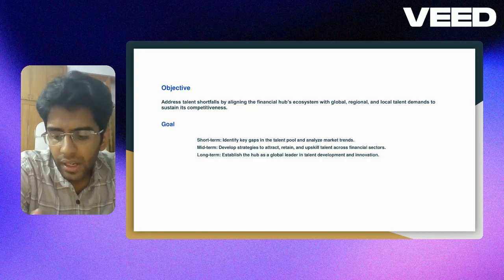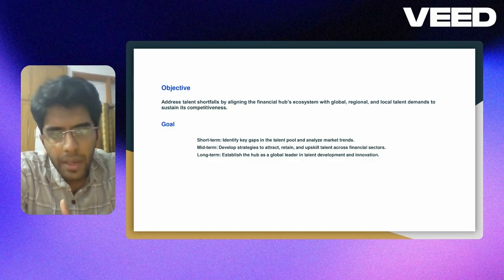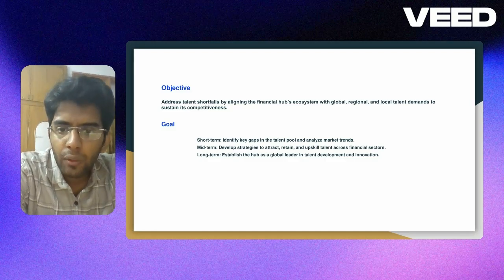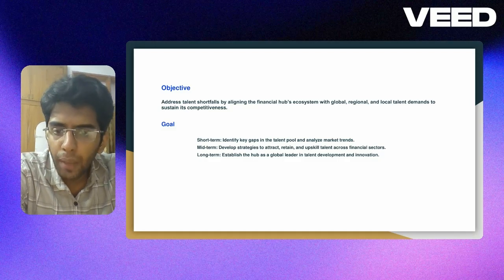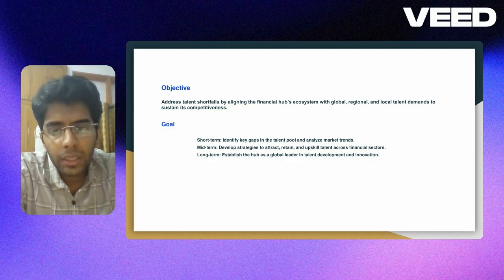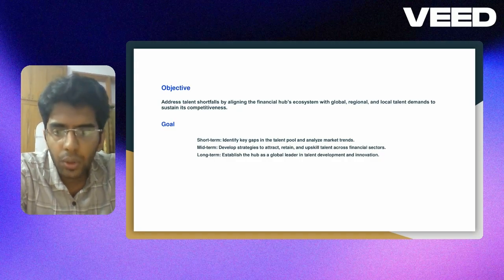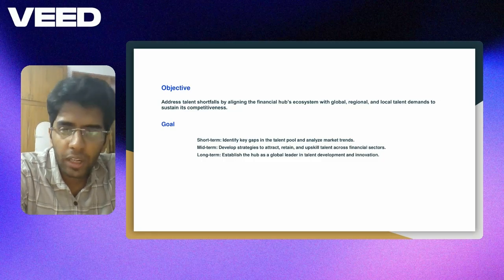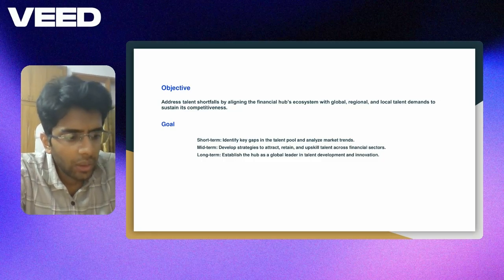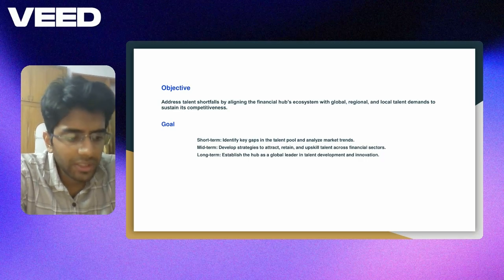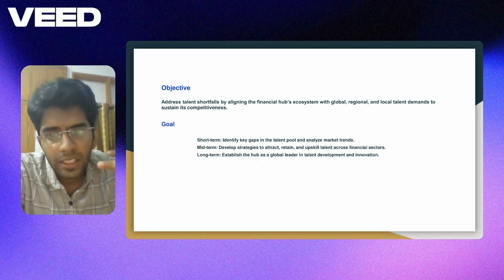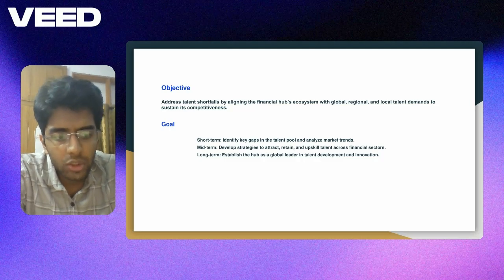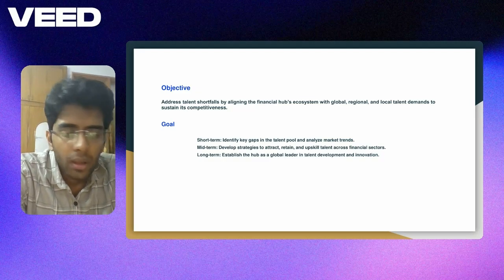So the idea over here is, let's do a very thorough, comprehensive study, identifying the key gaps in the talent pool. And at the same time, we need to address what the market demands are, what the businesses are experiencing. For example, let's take quantum computing or quantum-based solutions. There's a good likelihood that if we look at the job market, there would not be too many people who are experts in quantum computing.